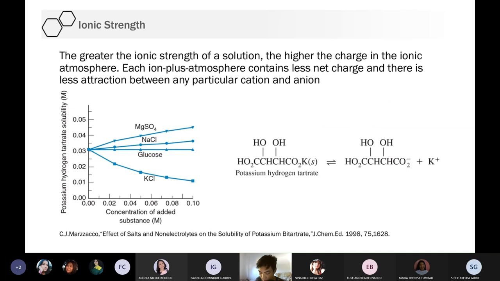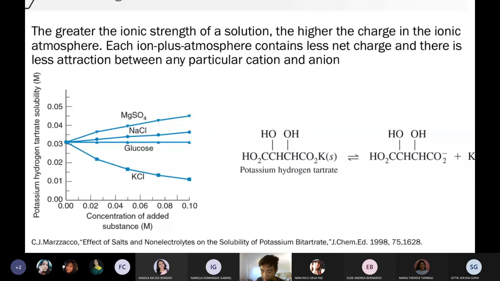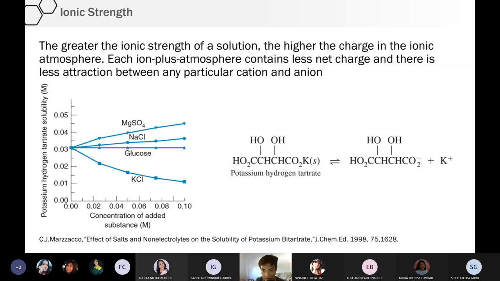Looking at this publication in 1998, the year I was born, by C. J. Marzacco, Effects of Salt and Non-Electrolytes on the Solubility of Potassium Bitartrate. It was published in the Journal of Chemical Education. In this graph, we can see we have a potassium bitartrate precipitate. Okay? And he added ions: magnesium sulfate, sodium chloride, glucose, potassium chloride. And as you can see, the equilibrium is shifted, or the solubility is shifted. So let's explain why the graph looks like that for each added ion, okay?